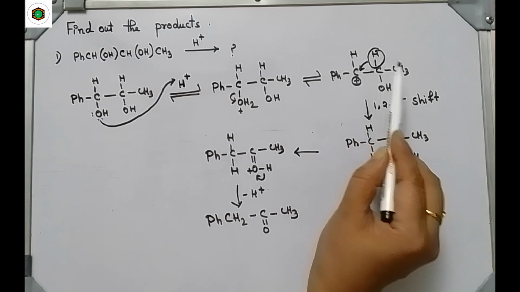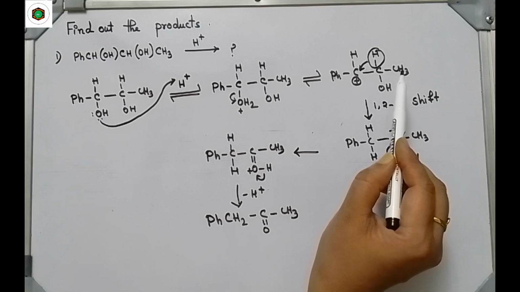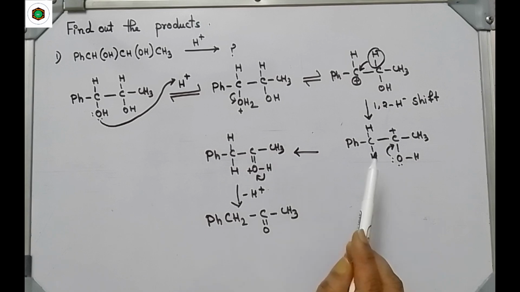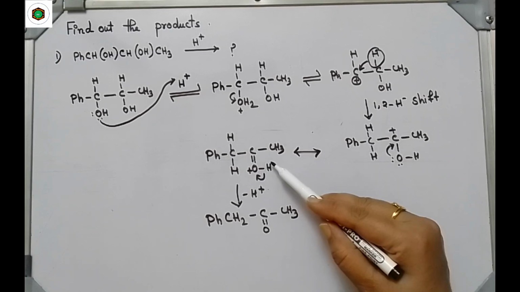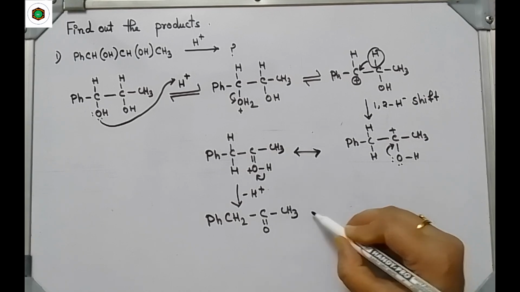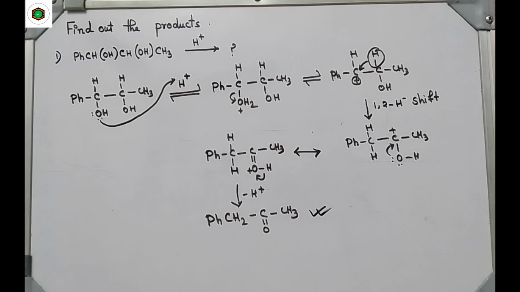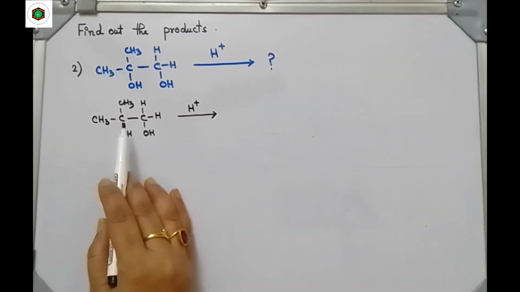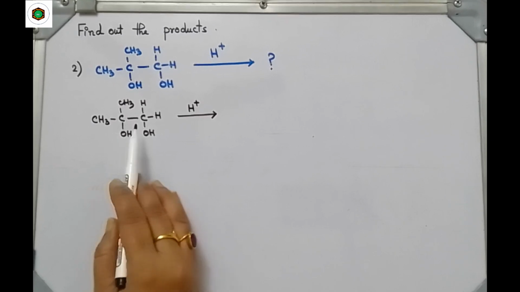Why is H shifting? Why is methyl not shifting? Because the migratory preference of H is more than methyl. So after migration we are getting this. Then draw the more stable resonating structure, and by removal of H plus you will get this ketone. This is your product. Now for the next problem, see, this is a vicinal diol, meaning a 1,2 diol.